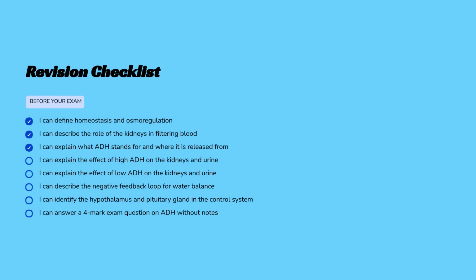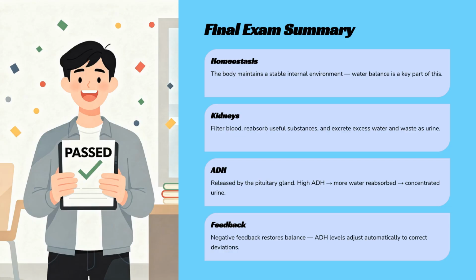This checklist covers all the essential knowledge for your exam. Make sure you can confidently check off every box, from defining homeostasis to describing the negative feedback loop for water balance. The final summary covers the key takeaways.